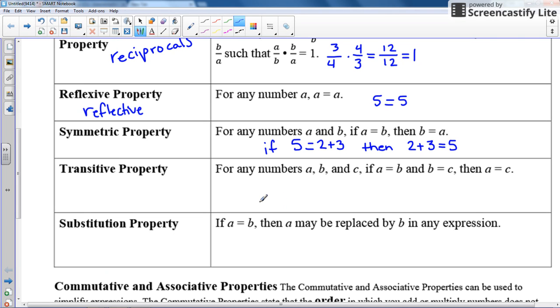is similar, only this time it involves 3. We're going to have if and then. So it says if A equals B and B equals C, then A must equal C. So here's an example. If 6 plus 9 equals 3 plus 12 and 3 plus 12 equals 15, then 6 plus 9 must also equal 15.